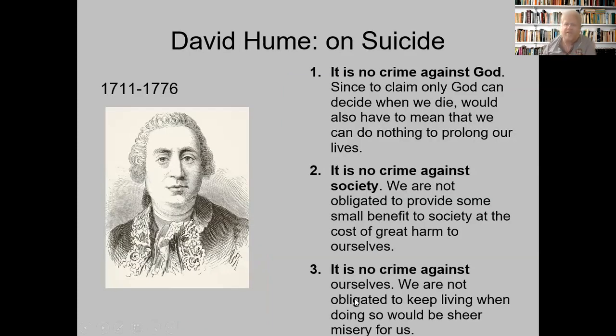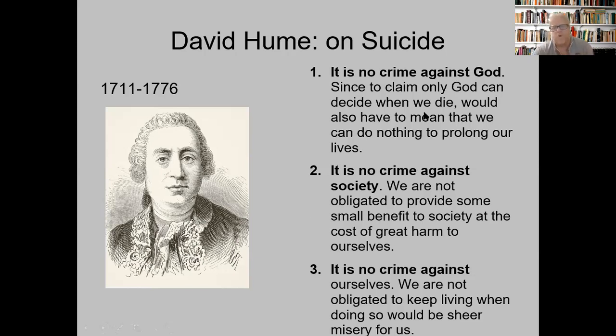Okay. David Hume is a philosopher who is very famous, and he comes up in a lot of cases. You can see him here, 1711 to 1776. He basically has a series of arguments against the position that we saw by Thomas Aquinas. And he says, look, it's not a crime against God to take your life in extreme circumstances. And he is talking about extreme circumstances, so he has things like terminal illness in mind.